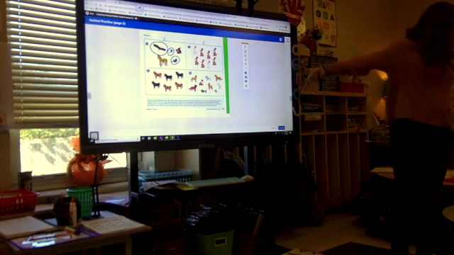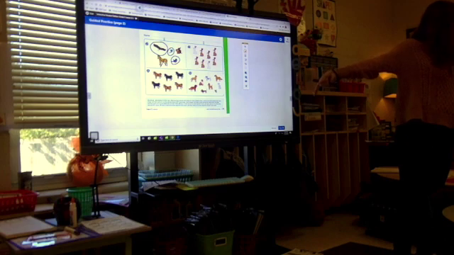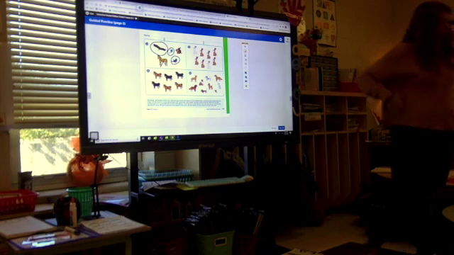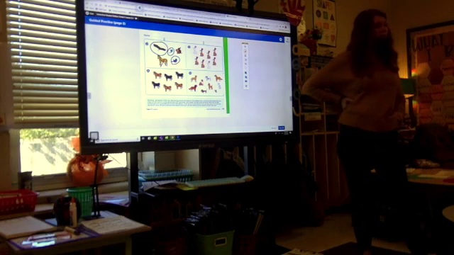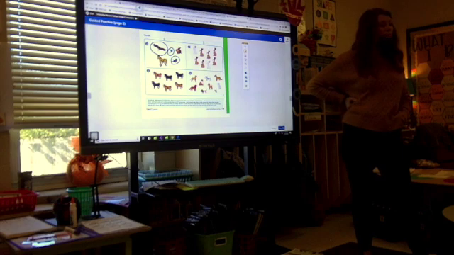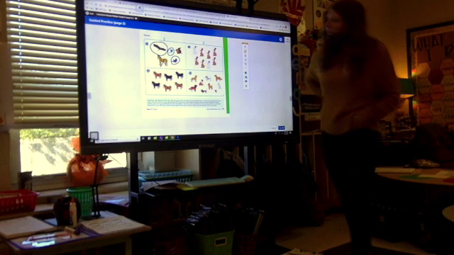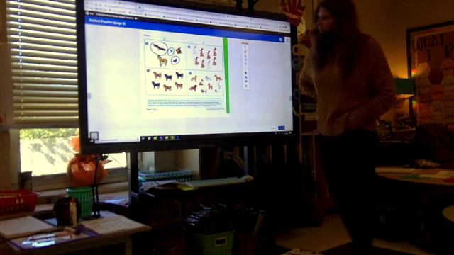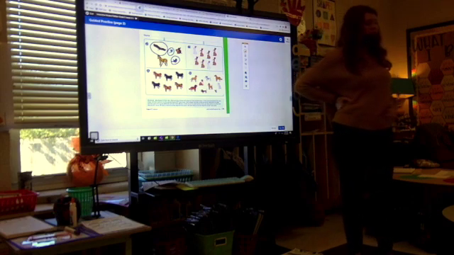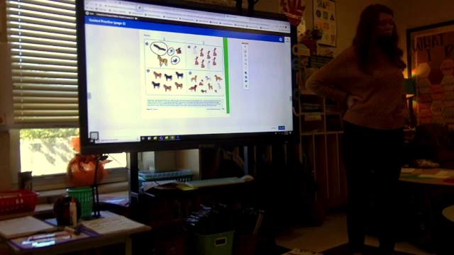Are you paying attention with us? You don't have anything on your paper that Miss Mason's been doing with you. Eyes up here. They're just different kinds of birds. Birds can be all different colors.